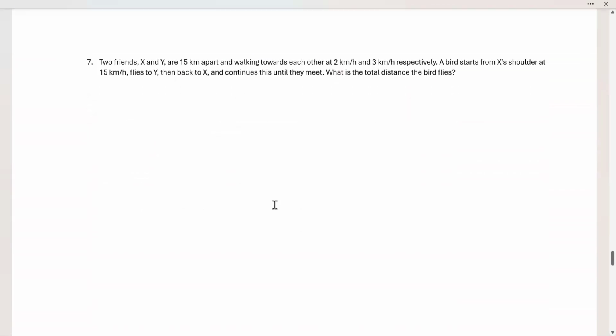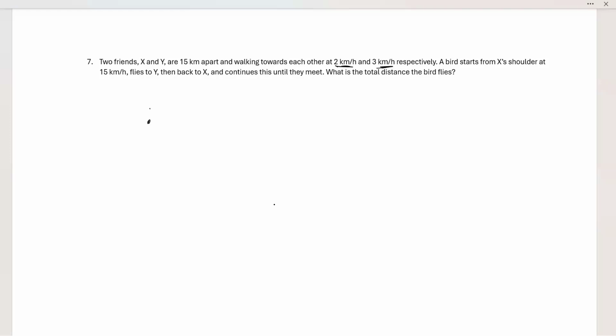Okay, this is slightly tricky, but once you clear, if you understand the problem, it becomes very easy. There's nothing much, but थोड़ा सा detail दे रखा है एक बड़ा वाला to confuse everyone. So it says two friends X and Y are 15 kilometers apart and walking towards each other at 2 kilometers per hour and 3 kilometers per hour. Okay, let's draw this first.